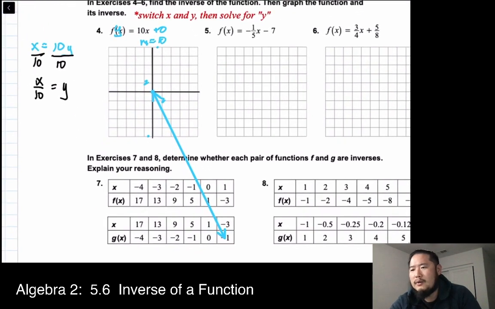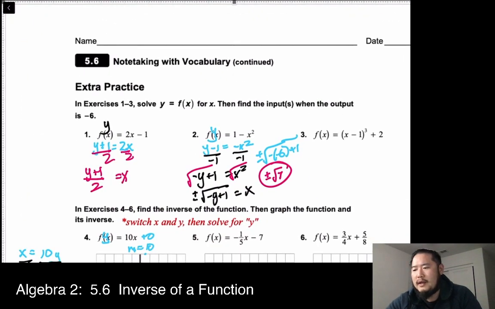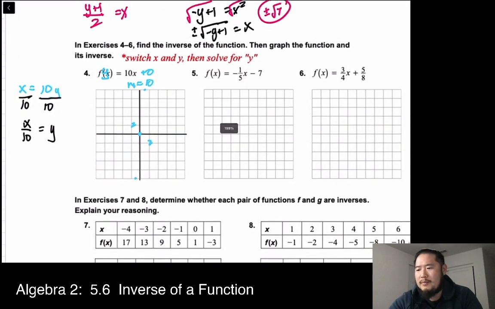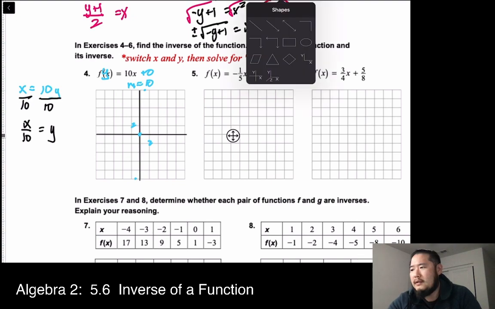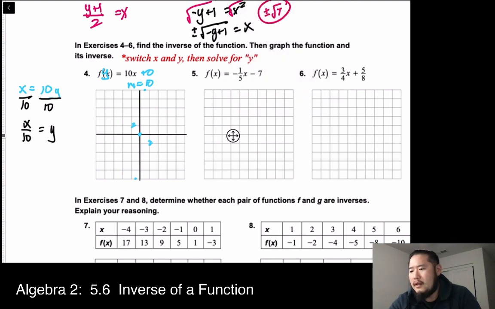All right, so let's go ahead after that. I've got my points, and let's draw ourselves a line right here that goes through that. And there's our parent function, or not the parent function, but the original function, y is equal to 10x. All right, so next we're going to take this right here and graph that as well.